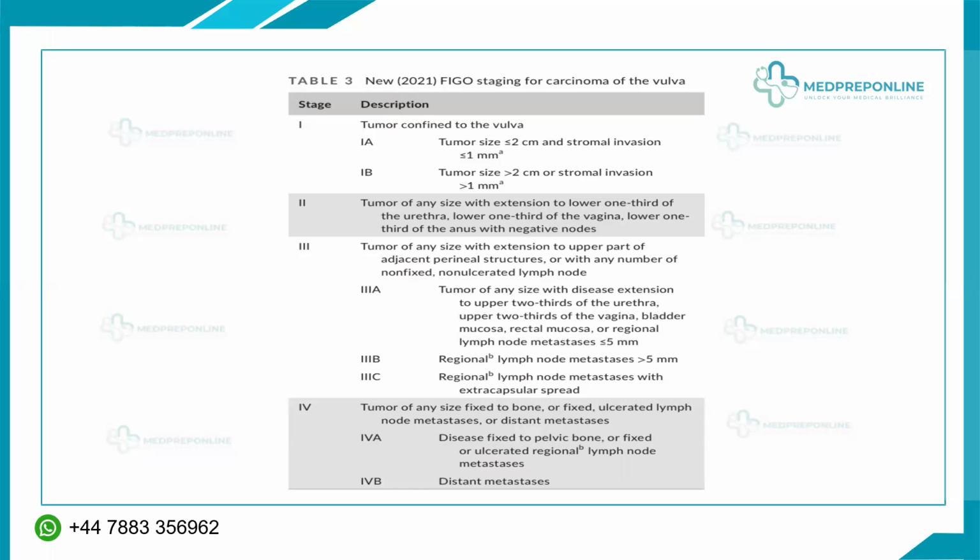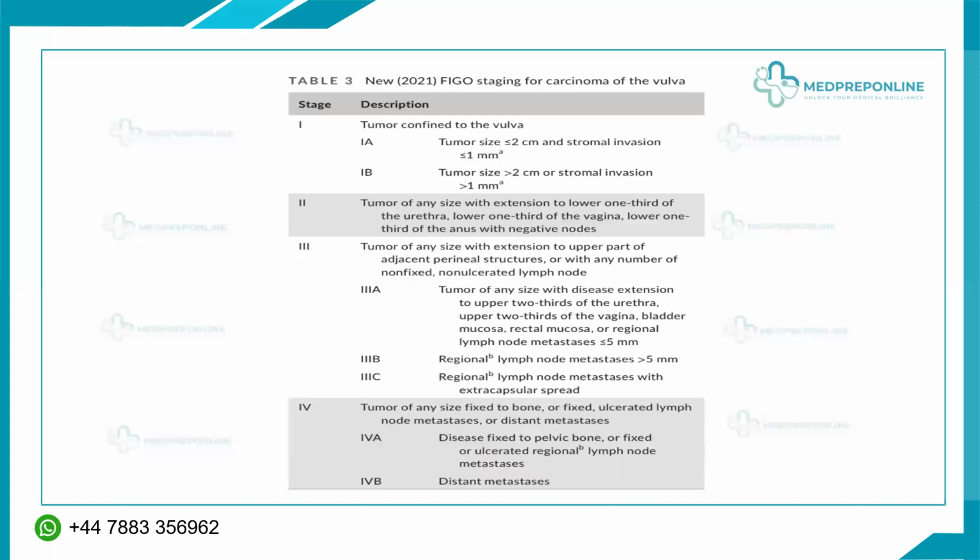Whenever there is a tumor involving the vulva, the adjoining structures are the urethra, the anus, as well as the vagina. You can have involvement of the lower parts of the urethra, vagina, and anus, but the nodes are negative. Now, in 3, the upper parts will be involved. 3A involves the upper 2/3 of the urethra, vagina, as well as the anus. That means the bladder and the rectal mucosa can also be involved.